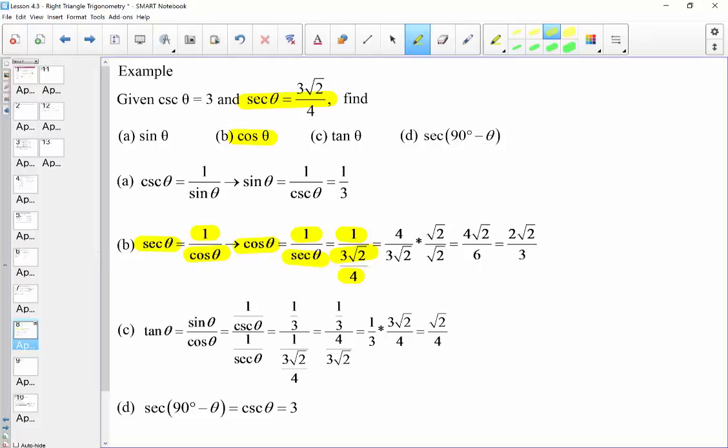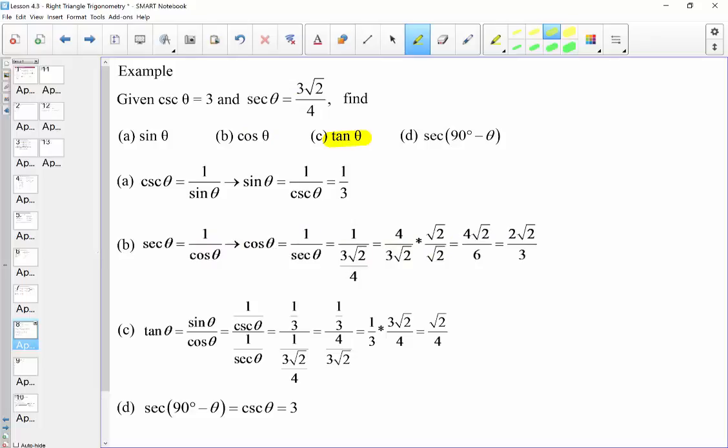When we divide by a fraction, we multiply by the inverse of the denominator, and we get 4 over 3 times the square root of 2. To rationalize the denominator in order to get rid of the radical, we'll multiply both the numerator and the denominator by the square root of 2. And we get 4 times the square root of 2 over 6. The 4 and the 6 reduce down to 2 times the square root of 2 over 3. Next, we have the tangent of theta.